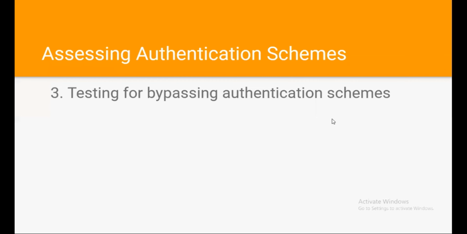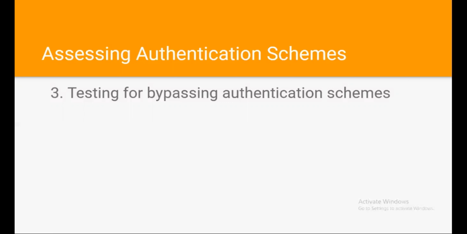Now the third one is testing for bypassing authentication scheme. In this scenario, we are testing whether the application may contain flaws allowing unauthorized access by means of bypassing the authentication. Bypassing techniques include direct page request and parameter modification, session ID prediction, and SQL injection. In this video, we are using parameter modification.